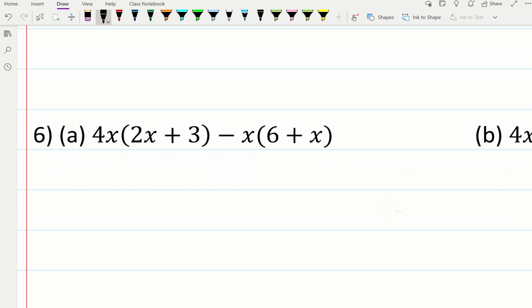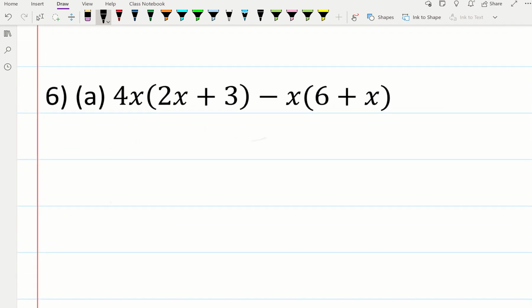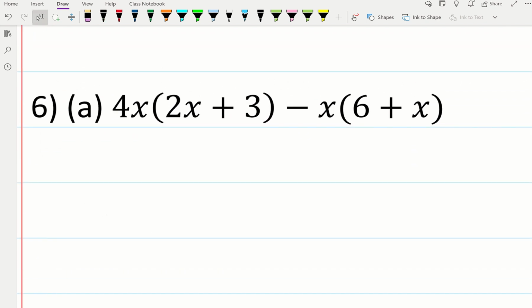Now, these are a little bit harder. They are bigger questions, so let's go through them. I've got a 4x times 2x. 4 times 2 is 8. And I've got x times x is x squared. So that's the first multiplication.